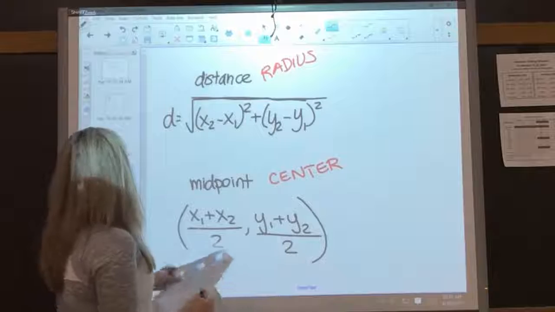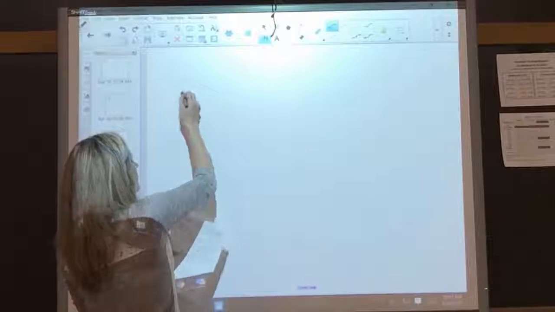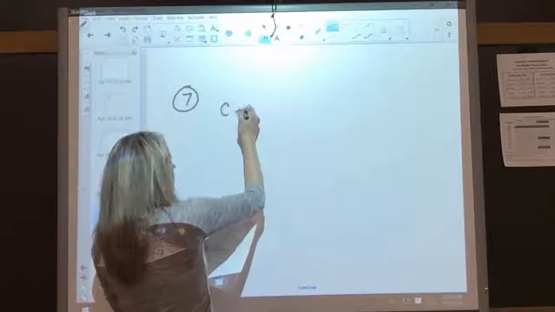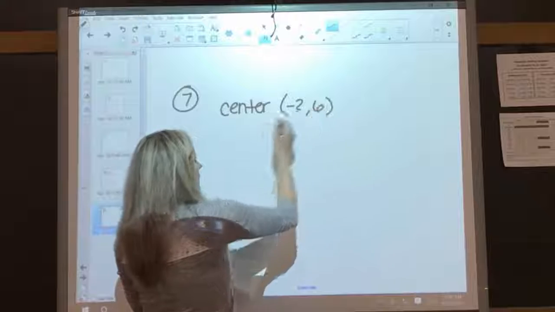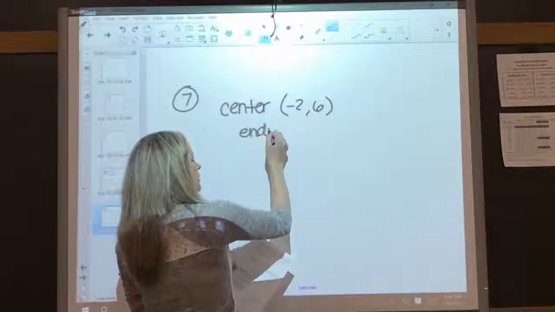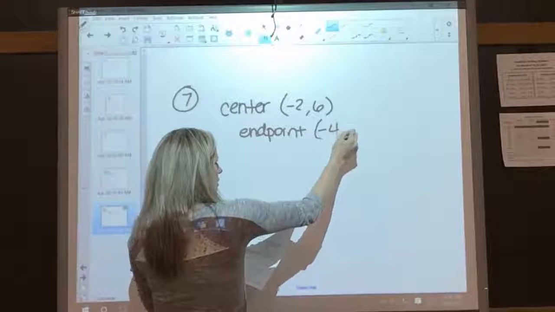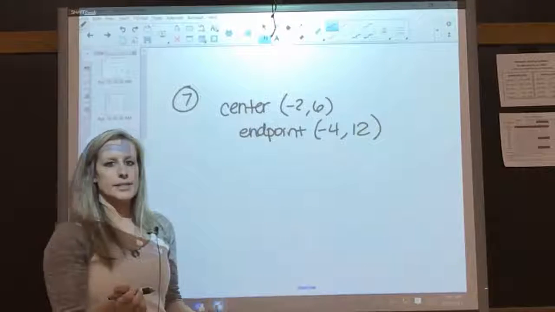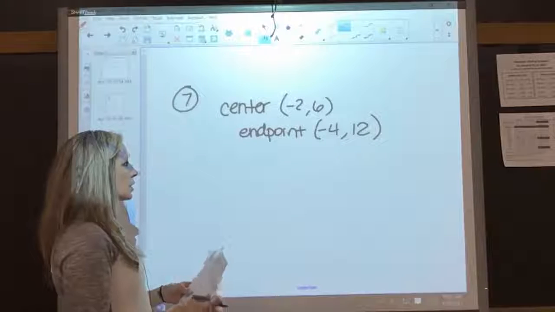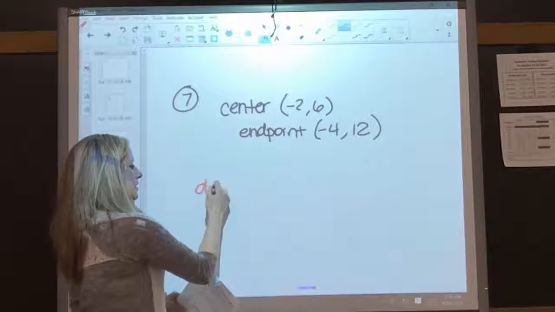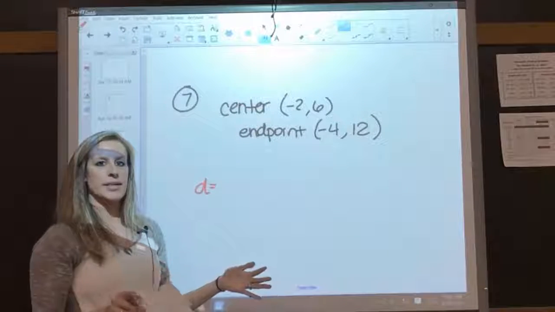All right, so now let's look at number 7. On number 7, they give us the center, which is good. You don't have to find that. And they give us an endpoint. So we're missing our radius. We don't know what our radius is. And we need that to write our equation. So what we're going to do is find the distance between the center and the endpoint, and that's going to tell us what our radius is.